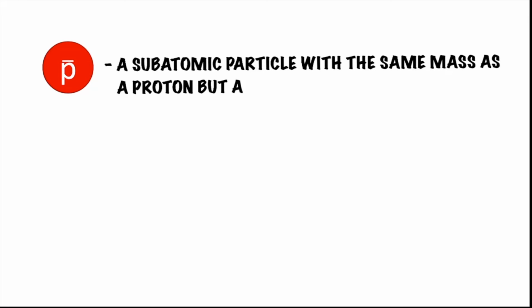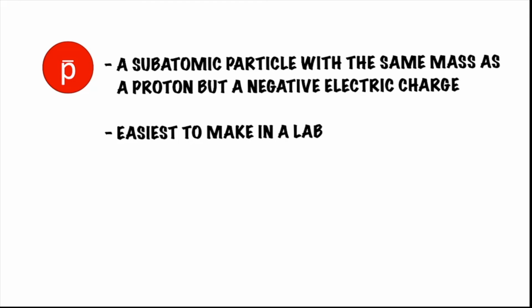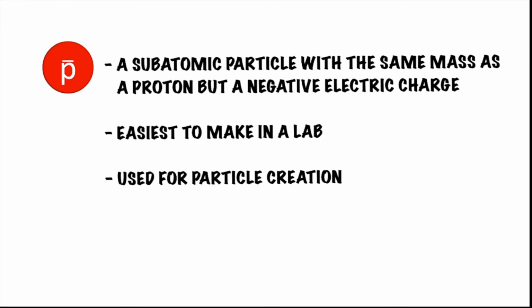Just because Dirac's equation focused on the electron doesn't mean antimatter only has one particle to use. There is the antiproton, a subatomic particle with the same mass as a proton but a negative electric charge. Its symbol is P with a dash over it, and it doesn't release any known energy or radiation through annihilation. Antiprotons are the easiest antiparticles to make in a lab, so scientists use them a lot to test particle creation.